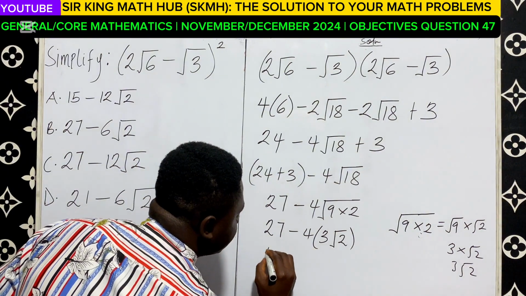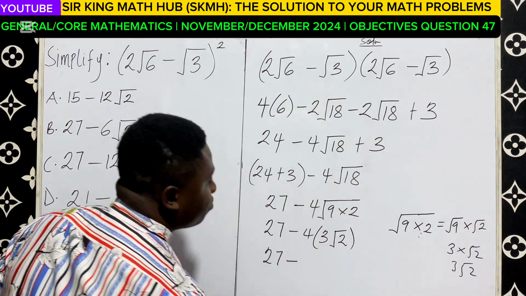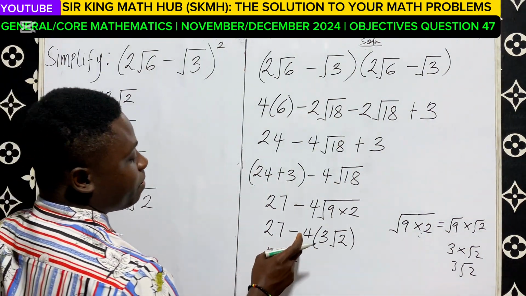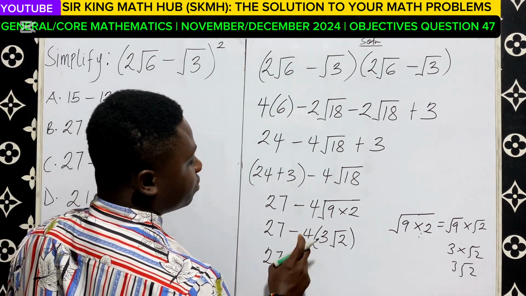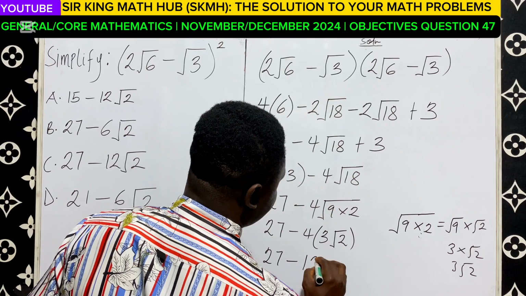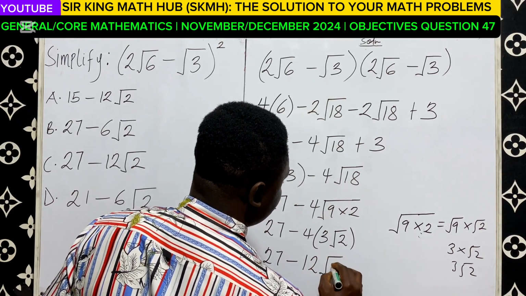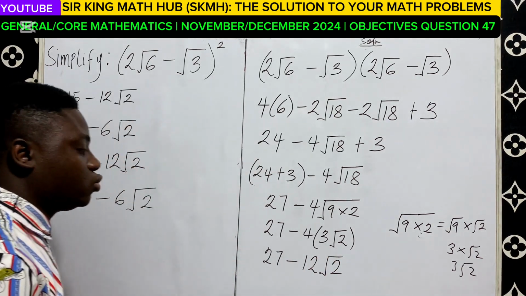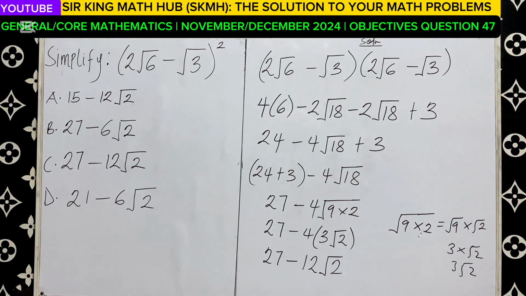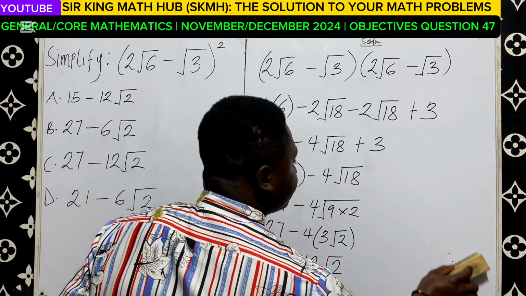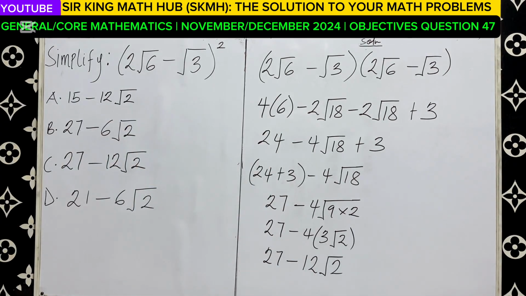So we have 27 minus, so 4 times 3, that is 12 root 2. 12 root 2. So what should be the right answer? So from the alternatives, the right answer is option C.